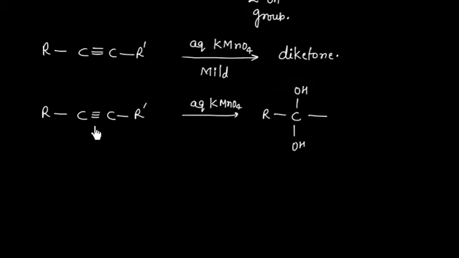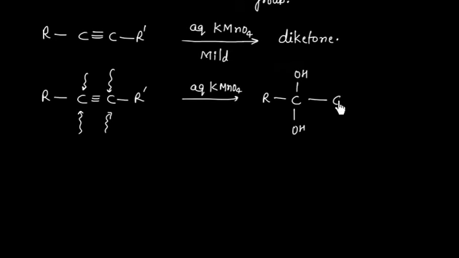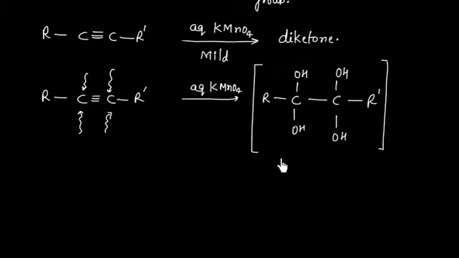So we have to add one OH here, one OH here, then we can remove this double bond by adding one OH here and one OH here. So we have to add 4 OH groups. Now this product is unstable. Whenever we have two OH groups on the same carbon, these kinds of compounds are unstable, and this can be made stable by losing one molecule of water.